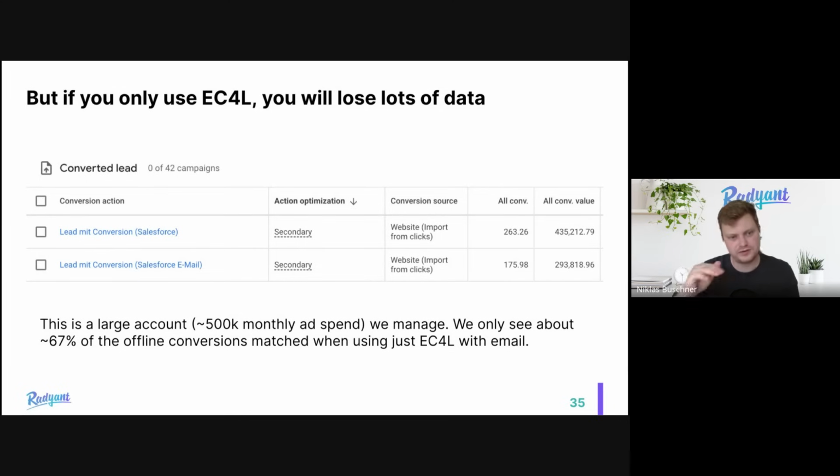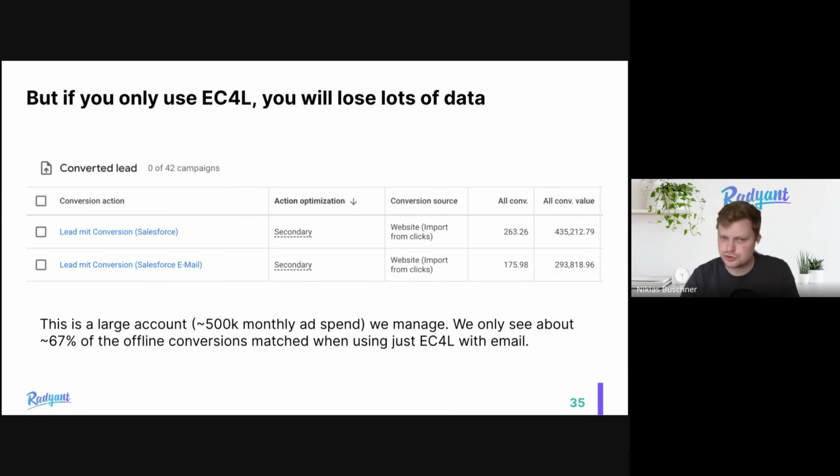The first action, lead with conversion Salesforce, is all offline conversions with a Google Click ID, and if a Google Click ID is not present, with email sent to it. And the second is where all conversions are also triggered, but without the Google Click ID, just using the email. What we see is that only about 67% of the offline conversions are matched if we just have the email without the Google Click ID. And this is a problem if you want to effectively use offline conversion tracking.